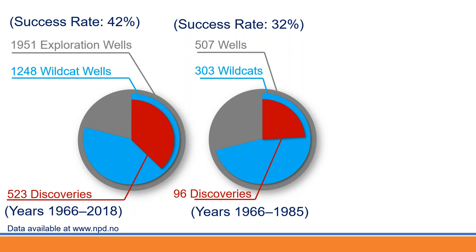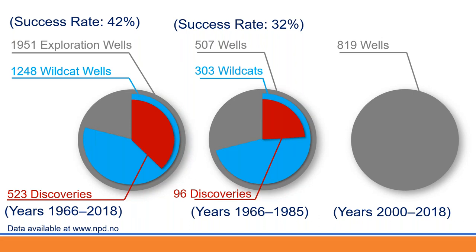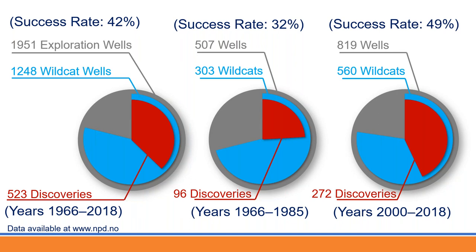If you look at the recent 20 years, from the year 2000 to 2018, there were 800 wells drilled. Out of these, 560 wildcat wells and 272 discoveries. So you can see that the success rate in the past 20 years has actually improved. Almost 50% of the exploration wells ended up being discoveries.